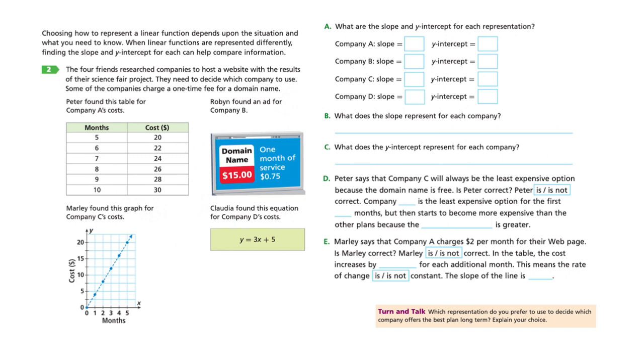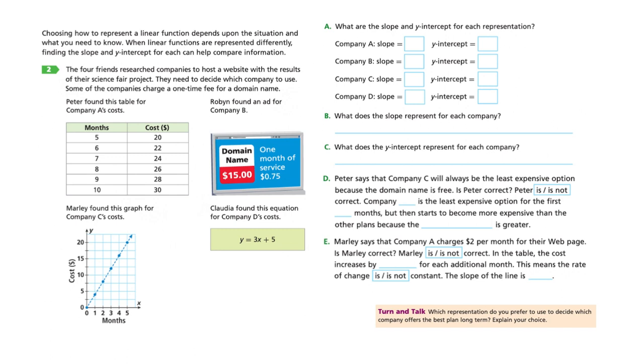And then D, Peter says company C will always be the least expensive because the domain name is free. Is he correct? So you'd read through and answer those questions, fill in the blanks. Marley says that company A charges $2 per month. Is Marley correct? So you'd read through that and answer those questions. So take a minute, pause the video, and then go through, answer the questions, and then we'll work on these together.